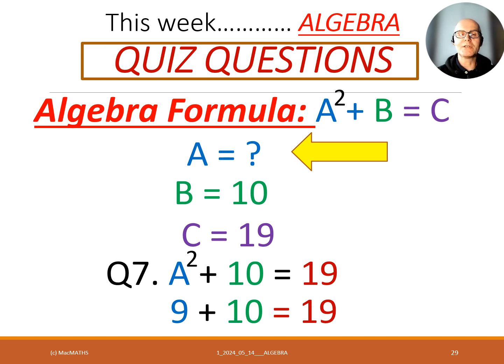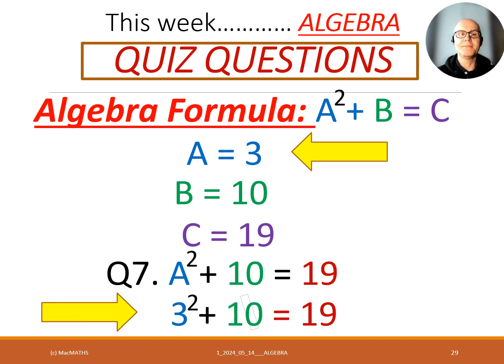So what number squared equals 9? It's 3 squared. 3 squared equals 9. So A is going to be 3. 3 squared, which is 9, plus 10 equals 19. So the answer wasn't 9 because it's A squared. We need to find the square root of 9, which is 3. 3 squared, 3 times 3 equals 9, plus 10 equals 19.